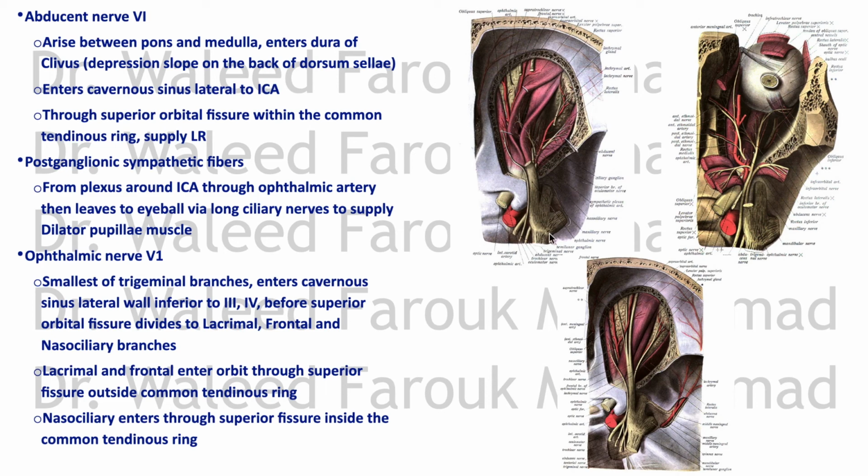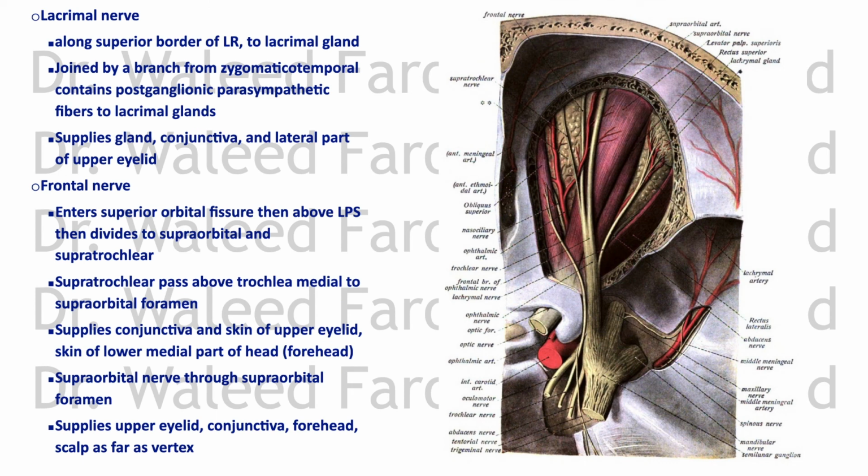Okay, this is regarding the branches of the ophthalmic. The lacrimal, we talked about it, to the gland and the upper eyelid and conjunctiva, and the frontal nerve, we talked about it, and its branches, the supratrochlear and supraorbital parts. See, lacrimal, frontal, supraorbitals actually, and supratrochlear, okay, nerves.